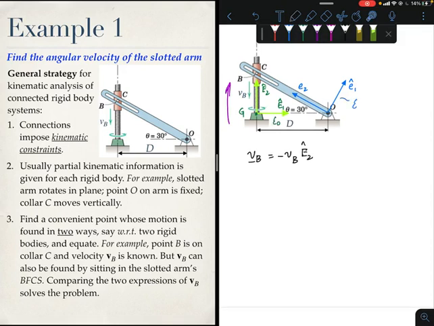So we now need to write the velocity of B in a second way. What we will do then is sit on the BFCS of the slotted arm, which I have called E, and observe the motion of B, and then try and relate that observation to the velocity of B that it has with respect to the ground fixed frame, which I have called E0. Immediately we see that we need to relate the observation in a rotating frame, this is a rotating frame, with an observer frame, and we have developed a formula for this in the previous lecture, which I shall now recall.